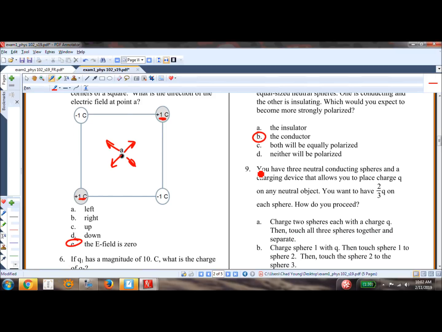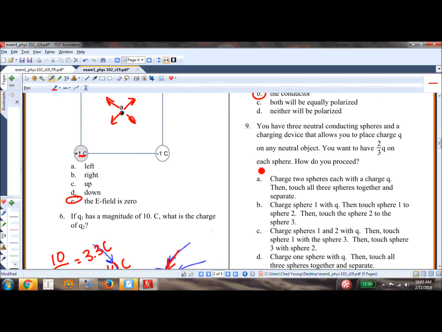You have 3 neutral conducting spheres and a charging device that allows you to place Q on any neutral object. You want 2/3 Q. All right, so I have 3 here. What I do is I put Q on this one and then Q on this one. And then I touch all 3 together. See, because if I have 2/3 Q on each of 3 spheres, that means that I have a total of 2Q. And so I have these 2Q, and then I just separate it between the 3 spheres by touching them all to one another at the same time. So A is the right answer.